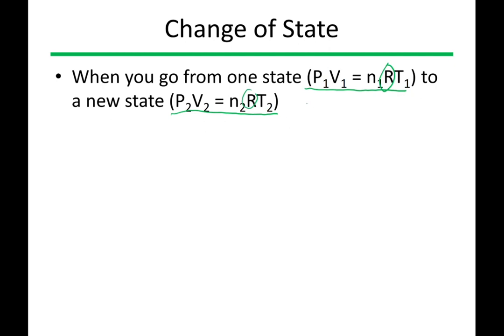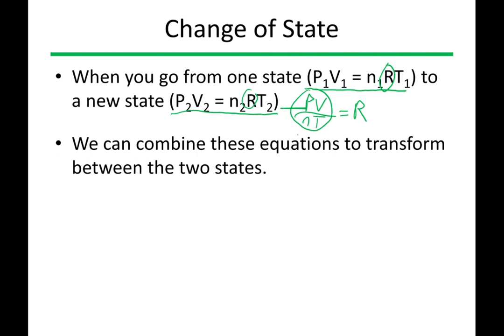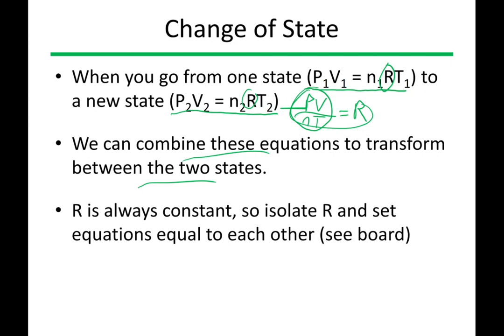So if we solve for R, we can see that the pressure times the volume divided by the moles times the temperature is always going to be equal to the gas constant, no matter what these are. So even if we change all 4 of them, they'll still always equal R. So if we have 2 different equations that both equal R, we can combine these equations to set up a change of state equation.